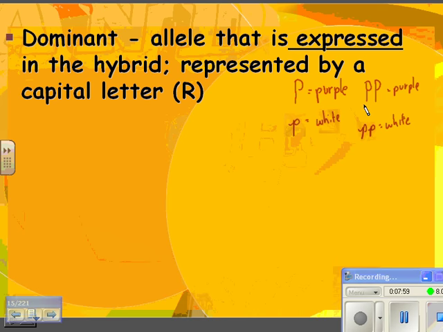And if it gets a big P from its mom and a little p from its dad, then it's actually still going to be purple, because the big P is dominant. So if you have one big P or two big Ps, here you've got two, here you've got one big P, still looks the same, still purple.